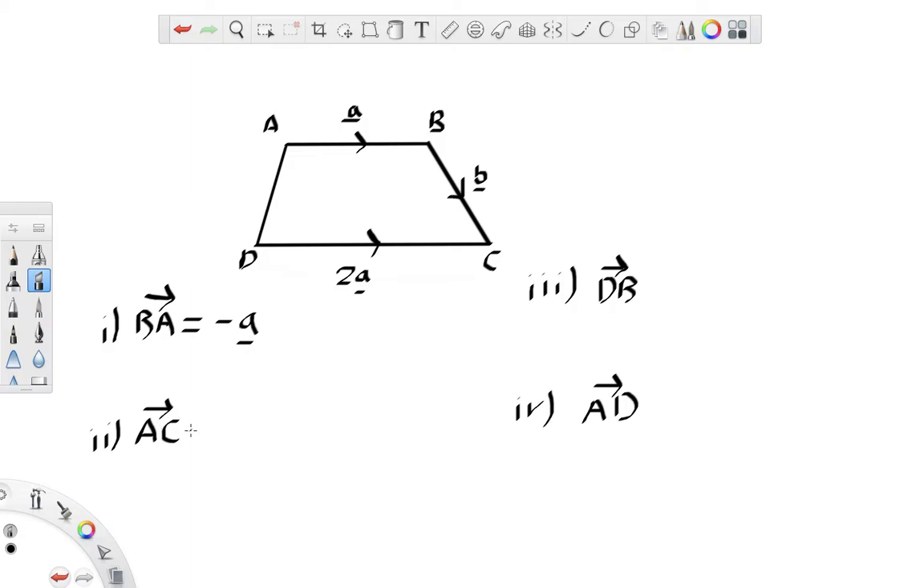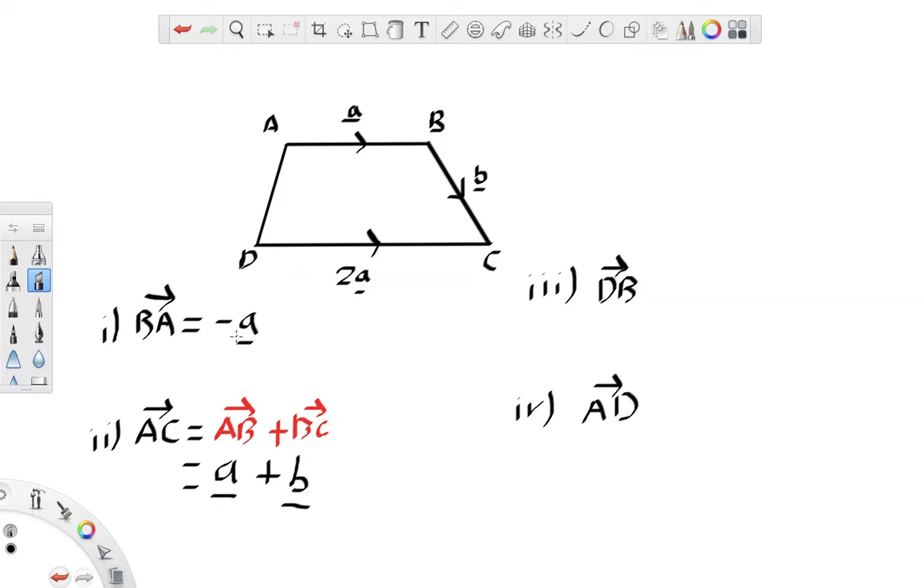Then question 2, A to C. Well, that's the same as going from A to B and then B to C. So writing that out, it's A to B plus B to C. Well, A to B is the vector A, and then B to C is the vector B, so just add B.